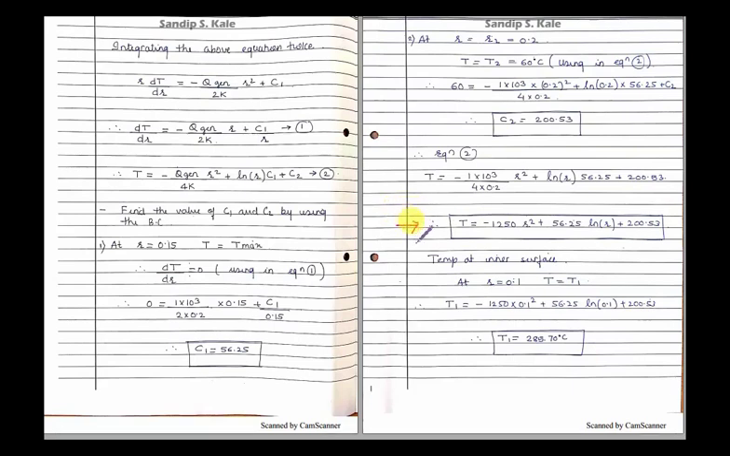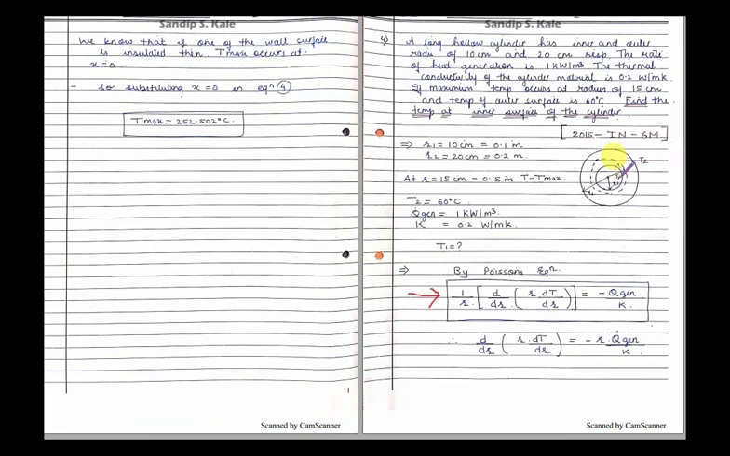Same steps that we have followed for the plane wall and for the solid cylinder. Now what are you asked? You are asked what is the temperature at the inner surface, means here. What is the temperature at this point? This temperature we know. So what you will do?